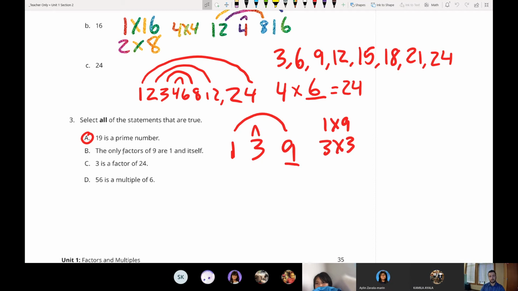So is this prime or is it composite? Composite. It is composite, so B is false. It's saying it's a prime number, and the only factors of 9 are 1 and itself. But nope, we have 3 and we have 3.